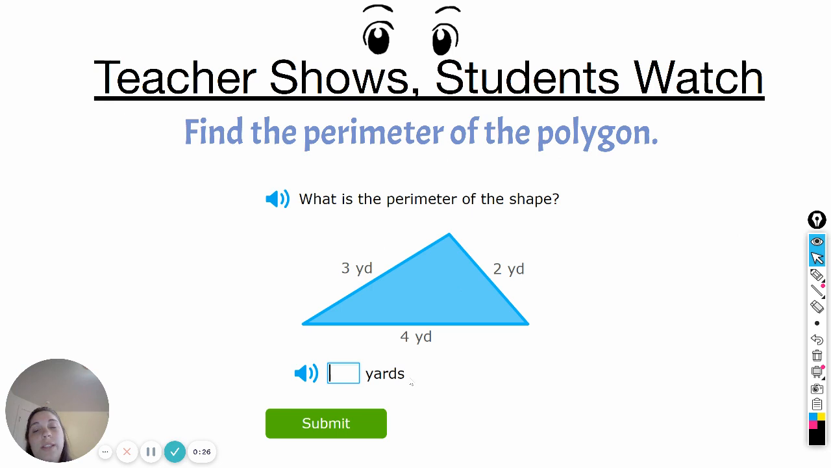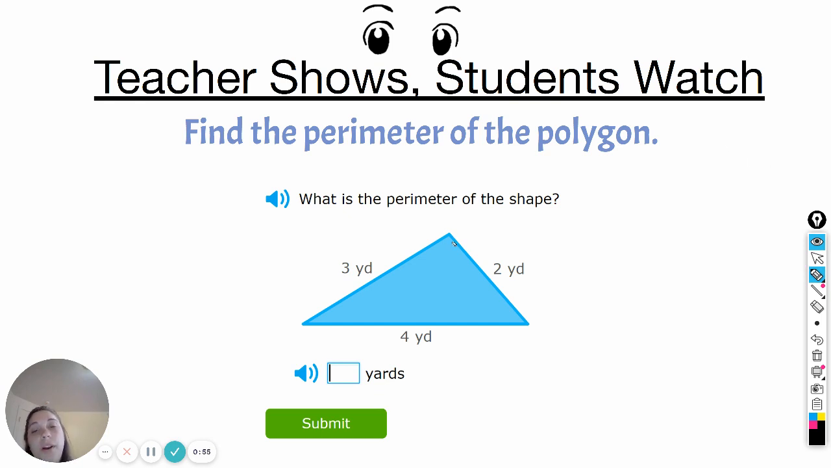First up here, you can see we have a problem from IXL. And we need to find the perimeter of the polygon. So if you remember, this shape from yesterday when we practiced our fluency is a triangle. And you see that they're measuring the triangle in yards, so that's why our answer is written in the unit of yards.